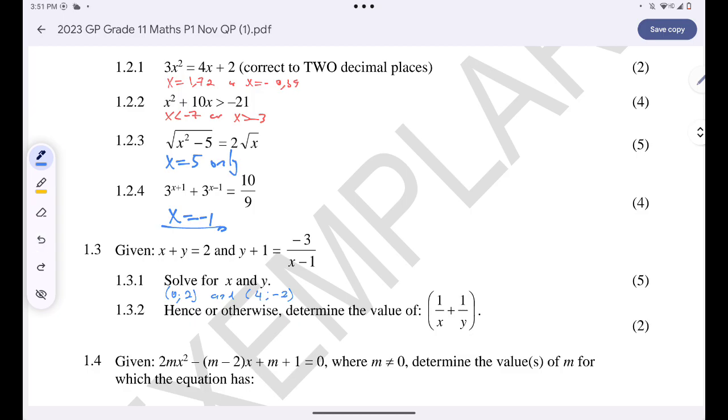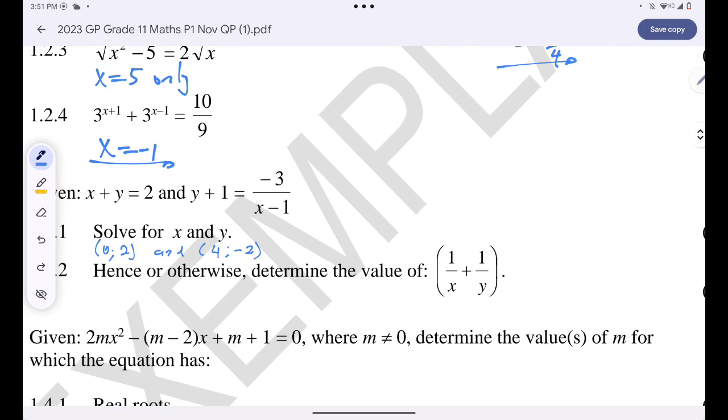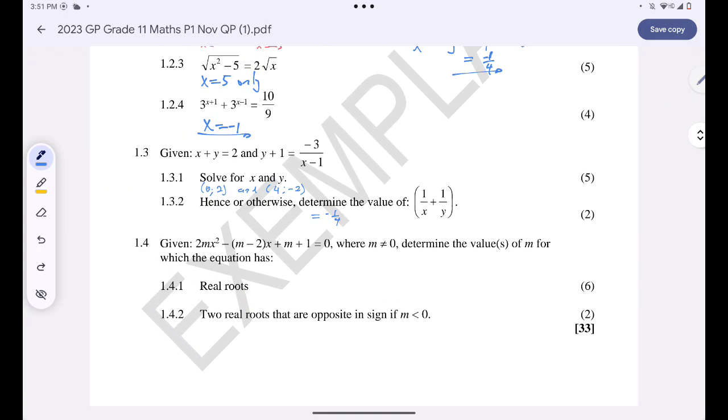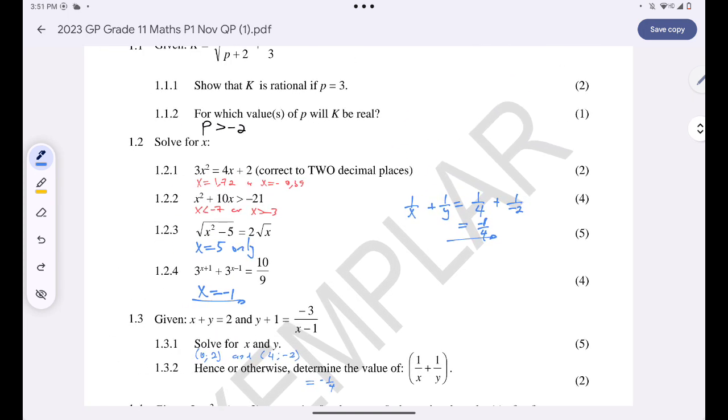Are you together? So 1 over x plus 1 over y is simply equal to 1 over 4 plus 1 over negative 2. What will this give me? 1 over 4 plus 1 over negative 2 will give me negative 1 over 4 as my final answer. So this is equal to negative 1 over 4. Okay, now let's move to 1.4.